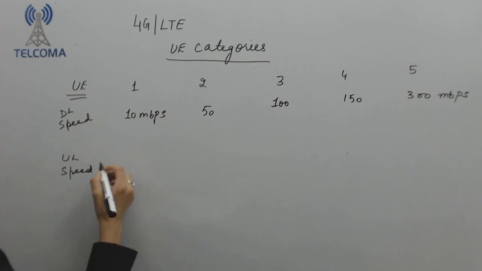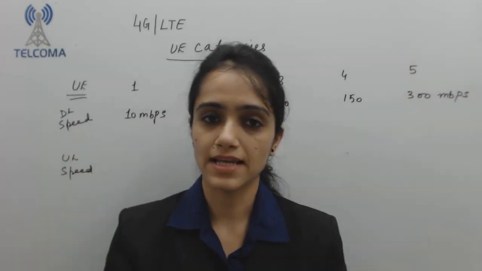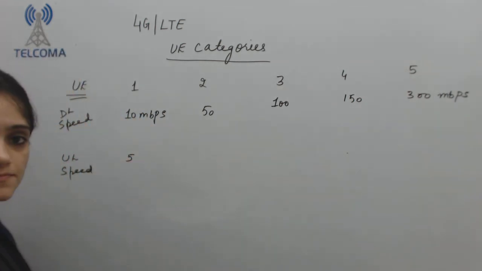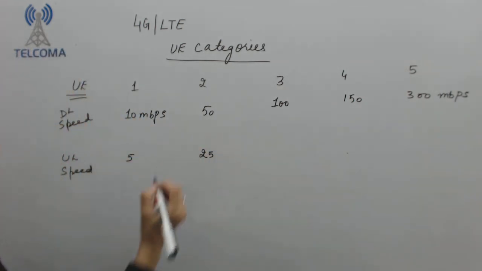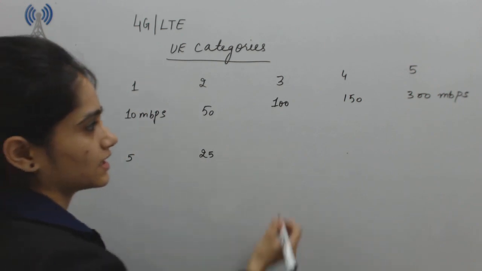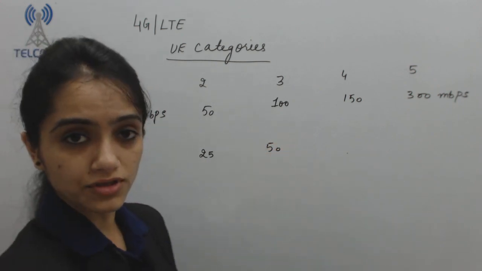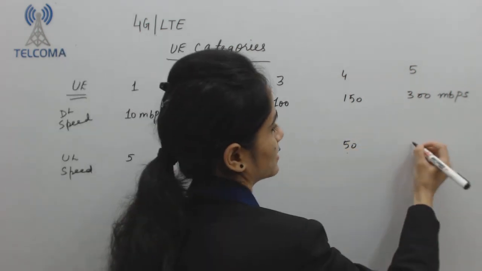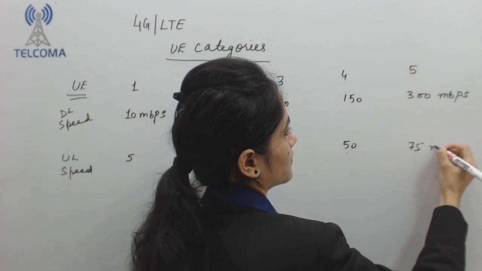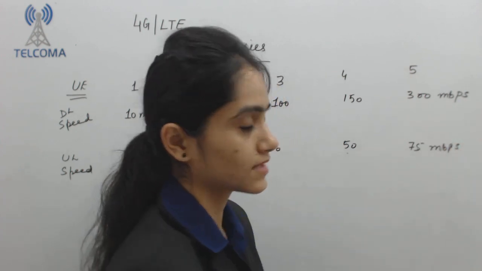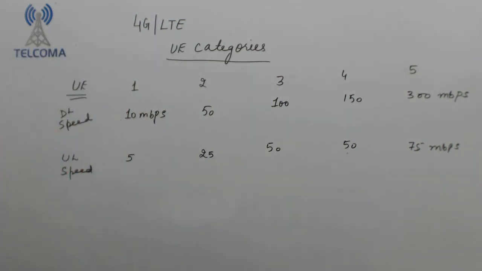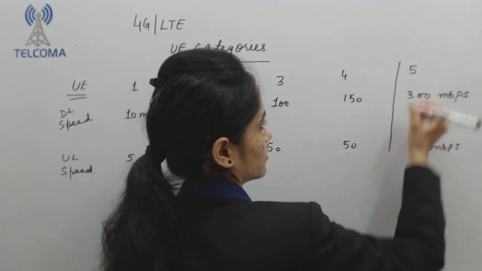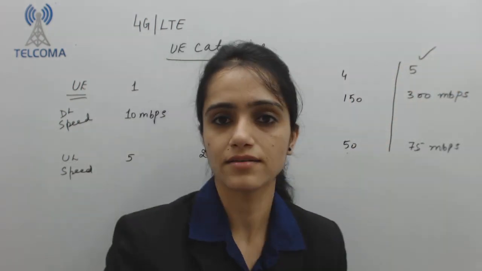Now coming to the uploading speed, as uploading speed will always be less as compared to the downloading speed. So the speed is 5 Mbps, 25 Mbps here. Then again we have 50 Mbps for UE category 3. Again 50 Mbps for UE category 4. And in 5 we have 75 Mbps. It means that if you require more speed, then your phone or UE equipment should be category wise divided.